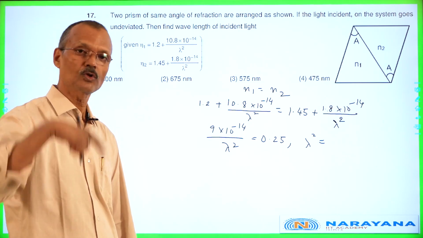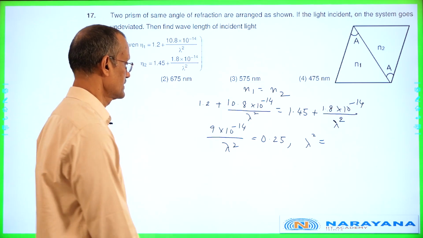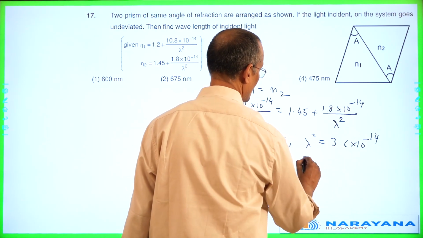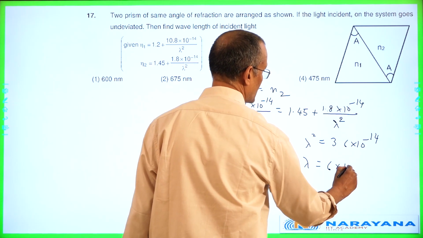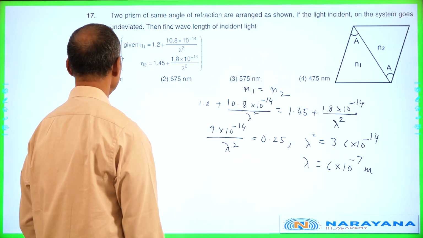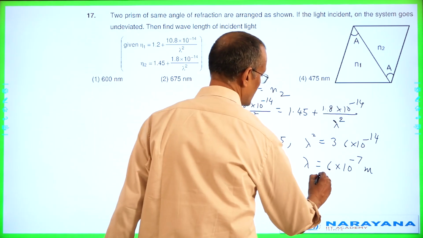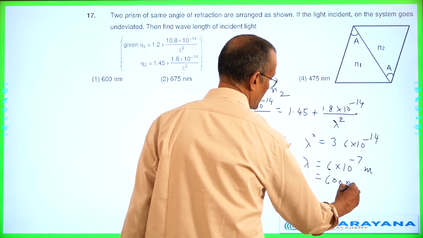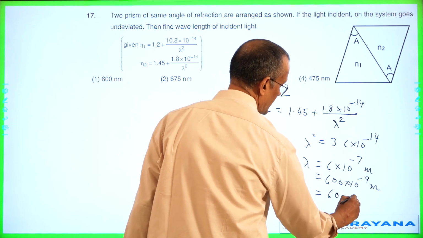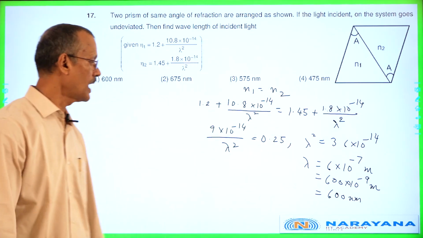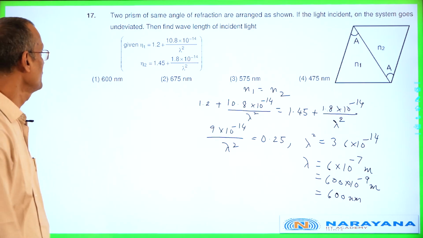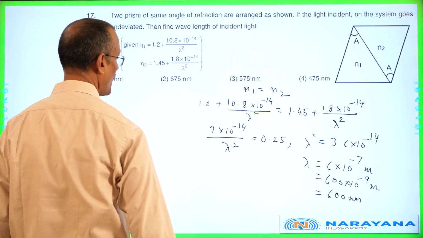0.25 is 1 by 4. 4 you take up, it will become 36. So, 36 times 10 to the power minus 14, lambda should be 6 times 10 to the power minus 7 meter. Let us see the answer. They have given you the answer in nanometer. You can make it 600 times 10 to the power minus 9 meter, 600 nanometer. So, the answer for this problem will be lambda 600 nanometer, answer will be number 1.